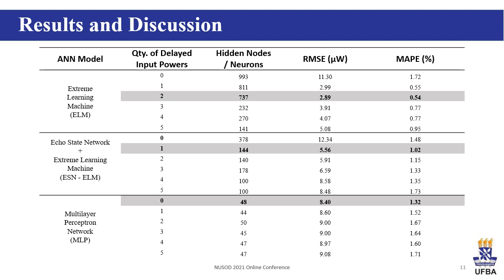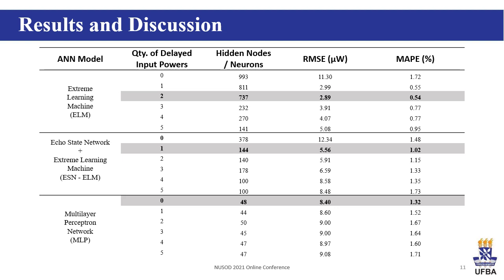0.54%. So we can also see an inverse proportionality relationship in general between the amount of delayed input power and the number of hidden nodes. In other words, in this case, when the number of inputs is increased, the degree of complexity of the model is reduced, thus requiring fewer hidden nodes to predict the nonlinear behavior of the system. This feature can be used in the future deployment of this model in hardware.